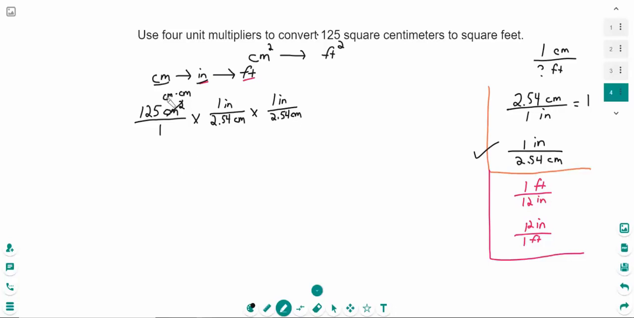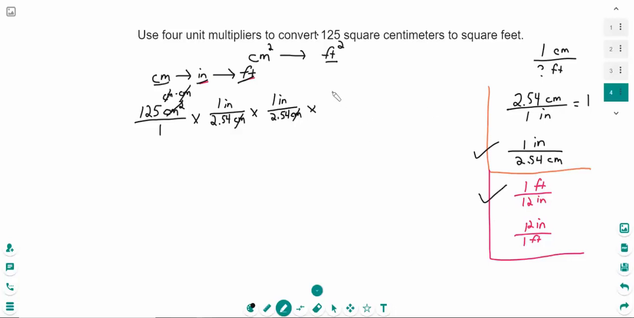Okay, now we can say, good, this centimeter is going to cross out this centimeter is going to cross out this centimeter, and we got rid of all of our centimeters, which is perfect. All right, now we just have inches left over. Now remember, we're still trying to get to the feet squared here. So from the inches, we're going to multiply this by our next unit multiplier down here, which deals with inches to feet. And we want the inches to cross out, so we want the unit multiplier with the inches in the denominator, which is going to be this one.